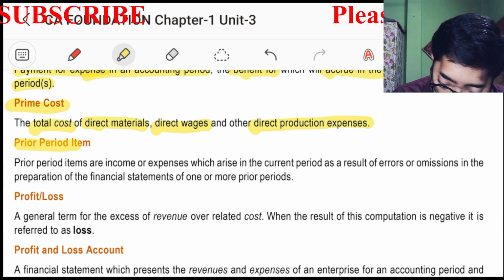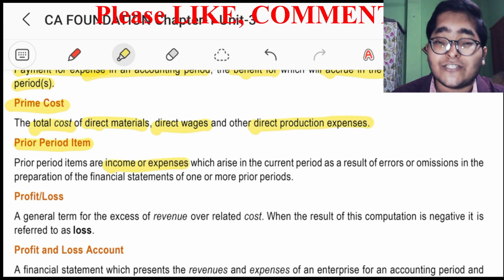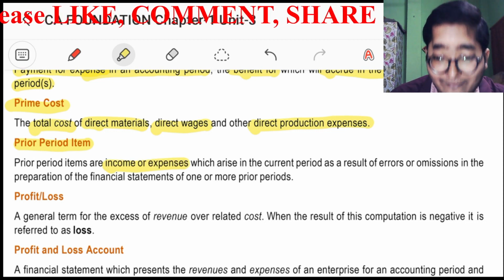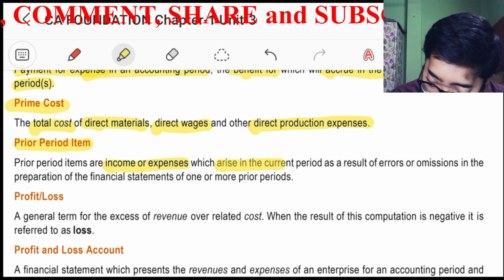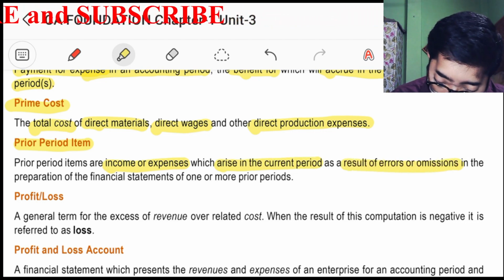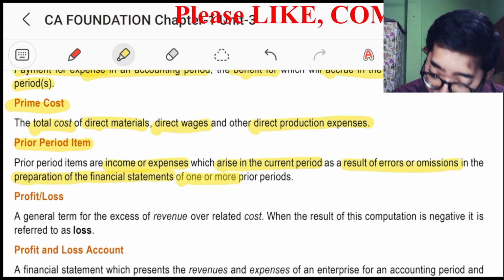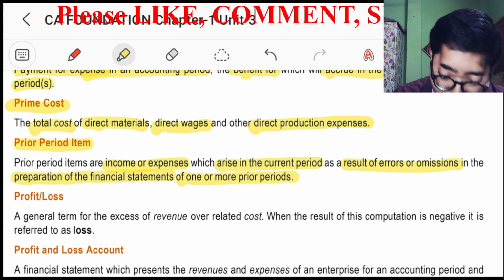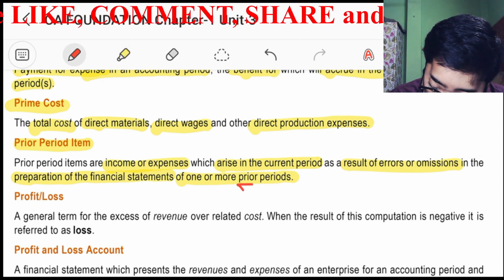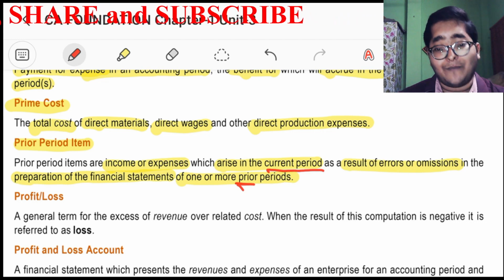So, what is a prior period item? It is an income or expense, that is an item in the financial statements, which arises in the current period as a result of error or omission in preparation of financial statements of one or more prior periods. So this term prior period is very important. Prior period and current period.